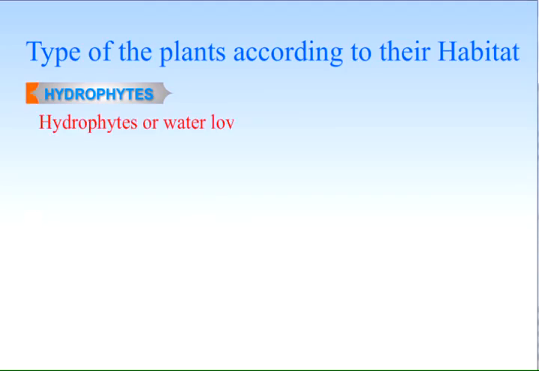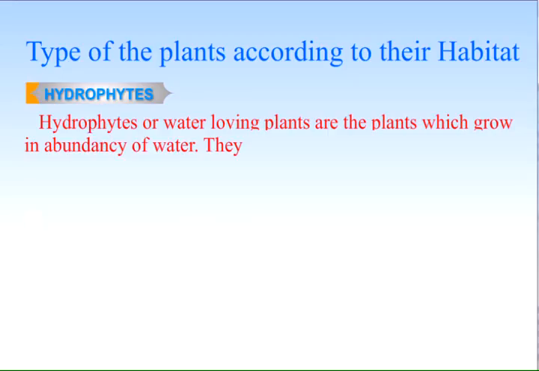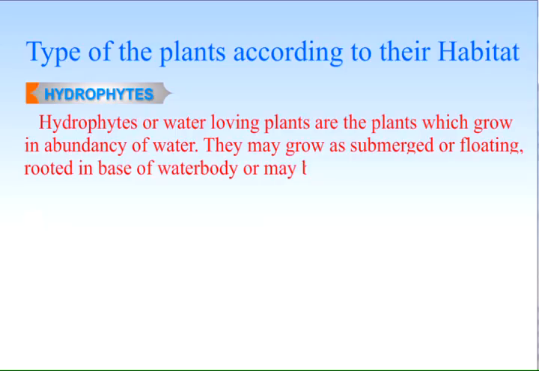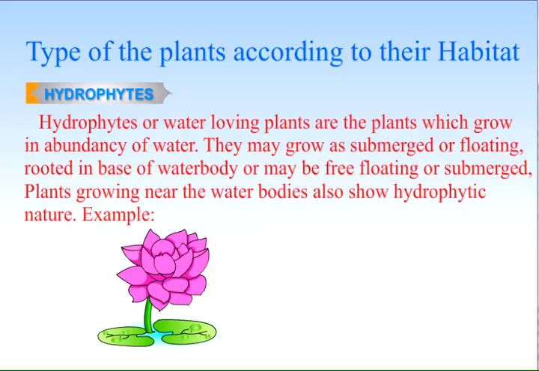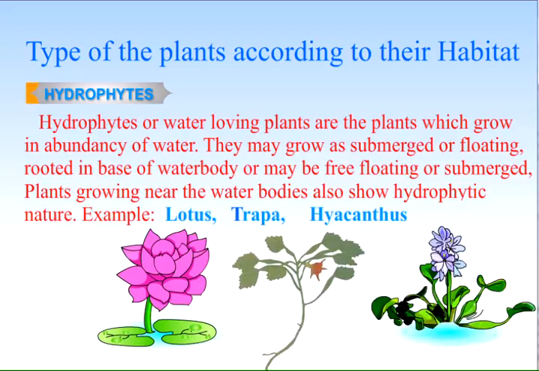Hydrophytes or water-loving plants are the plants which grow in abundance of water. They may grow as submerged or floating rooted in base of water body, or may be free-floating or submerged. Plants growing near the water bodies also show hydrophytic nature. Example, lotus, trapa, hyacinthus, etc.